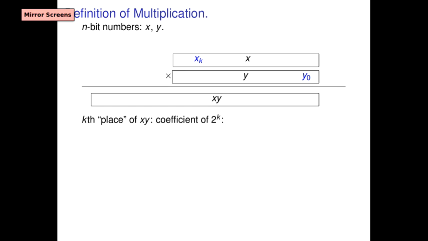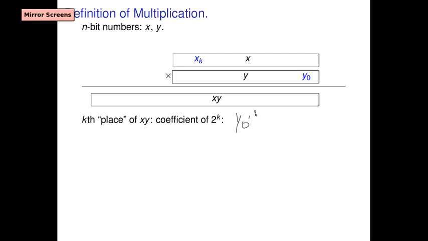So that xk, if that's a 1, it says you have a 2 to the k in your number, okay? So xk tells you how many 2 to the k's you have, either 0 or 1. Now in the answer, what is the 2 to the kth place? Well, if you multiply xk by y0, that gives you something that's going to be 2 to the k, right? It's y0 times 2 to the 0.